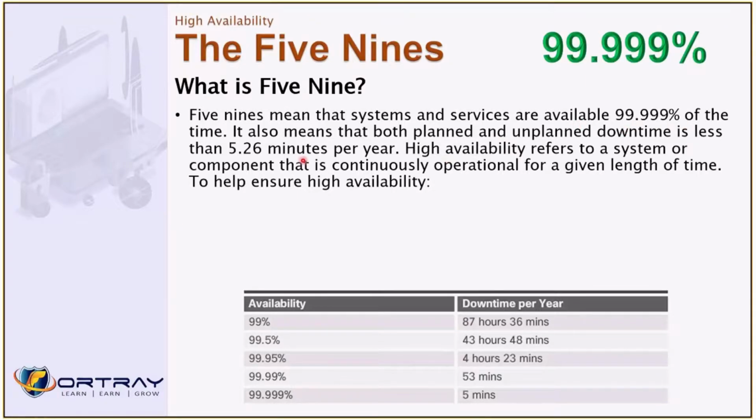It also means that both planned and unplanned downtime is less than 5.26 minutes per year. High availability refers to a system or component that is continuously in operation for a given length of time. Basically, if the system is down for a maximum of 5 minutes 20 seconds, then it means the system is available 99.999%, almost 100%. So the maximum downtime allowed is 5 minutes.